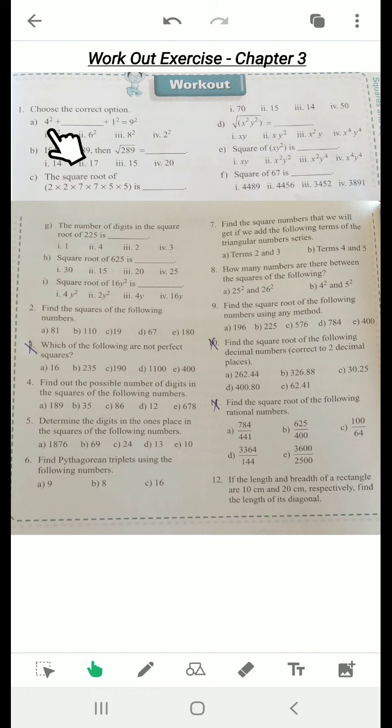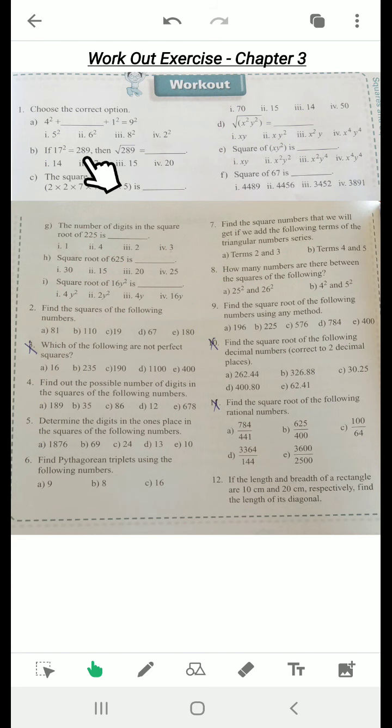So we can calculate that 4 square is equal to 16 and 1 square is equal to 1. 16 plus 1 will be 17, and 9 square is 81. So now if 64 is added to 17, then we will get 81, and 64 is the square of 8. So in the blank space we should write 8 square.